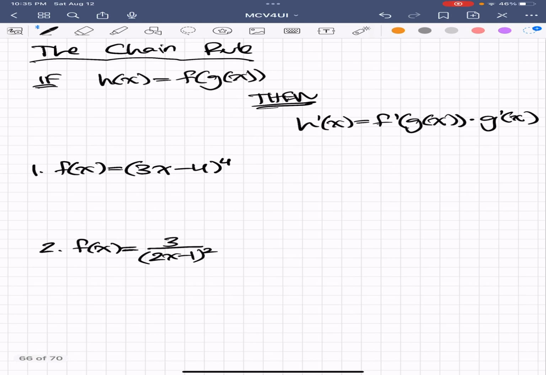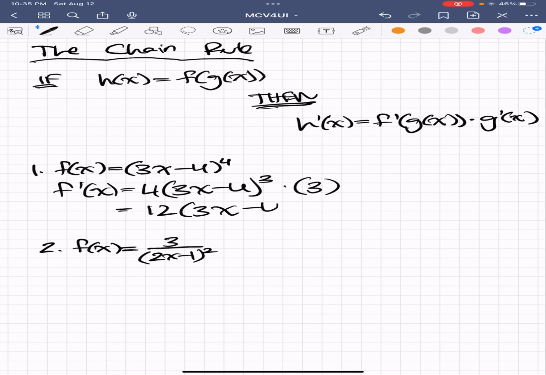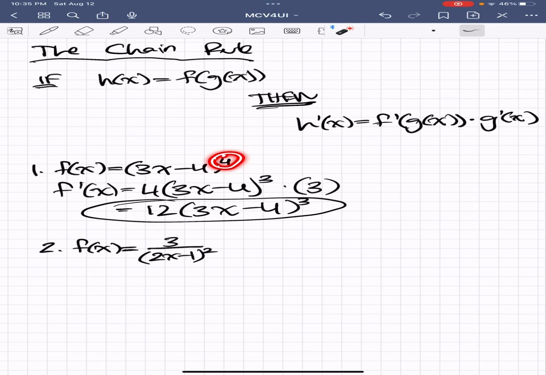and we're going to begin with some questions. So our answer is 12 in brackets 3x minus 4 to the power of 3. I used the power rule. I brought the 4 down. I subtracted 1 from the 4, so n minus 1. And I brought n down to become a coefficient with what's inside the brackets. So I used the power rule there, and then I took the derivative of what was inside of the brackets, or g of x, and then I multiplied it by the coefficient in front of the brackets, which is 4, and then I got 12 in brackets 3x minus 4 to the power of 3.